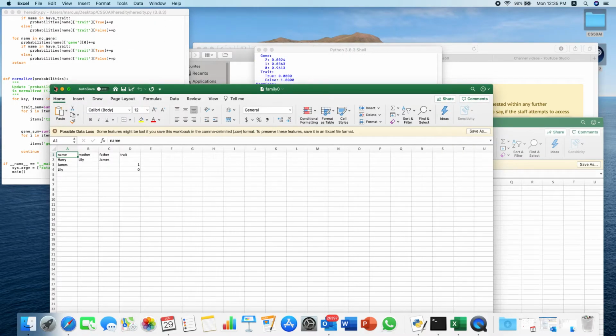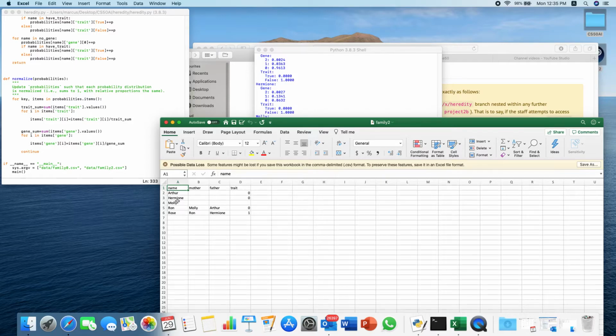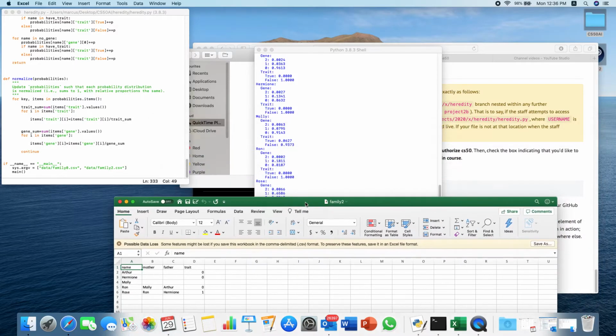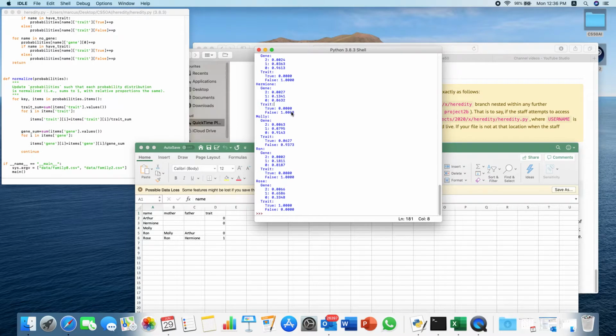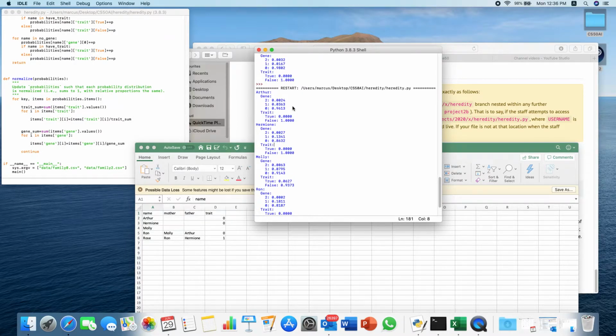In family 2, we have Arthur, Hermione, Molly, Ron, and Rose, where Ron is the son of Molly and Arthur, and Rose is the daughter of Ron and Hermione. If you look at Arthur, he does not have the trait. It's likely that he has zero copies of the gene.